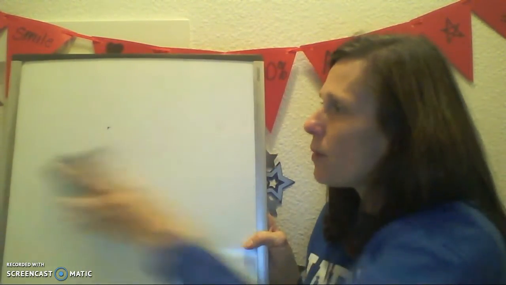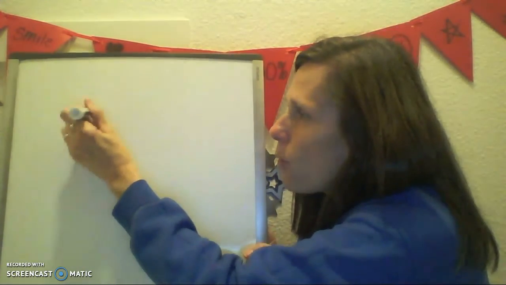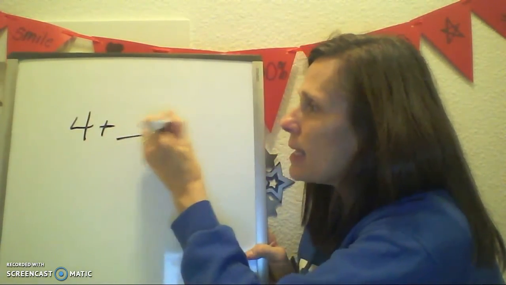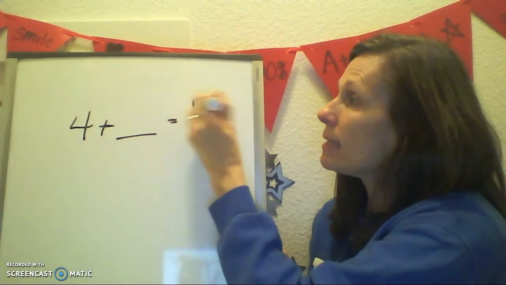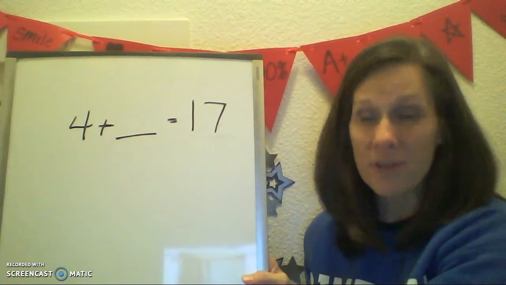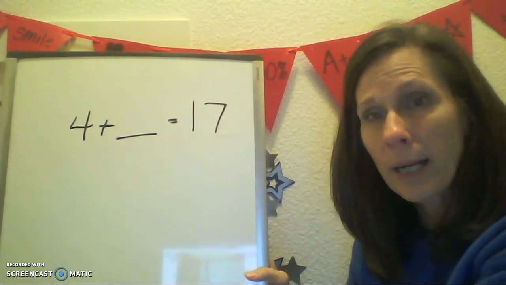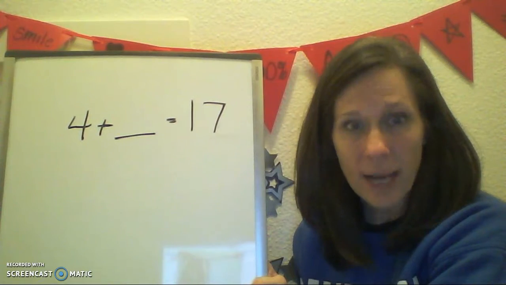Okay, let's do a few harder ones. Let's say I have 4 plus something equals 17. Now we're getting a little bit higher. I don't have this many fingers. I don't have 17 fingers to be able to count up. So what I can do is turn it into a subtraction equation.